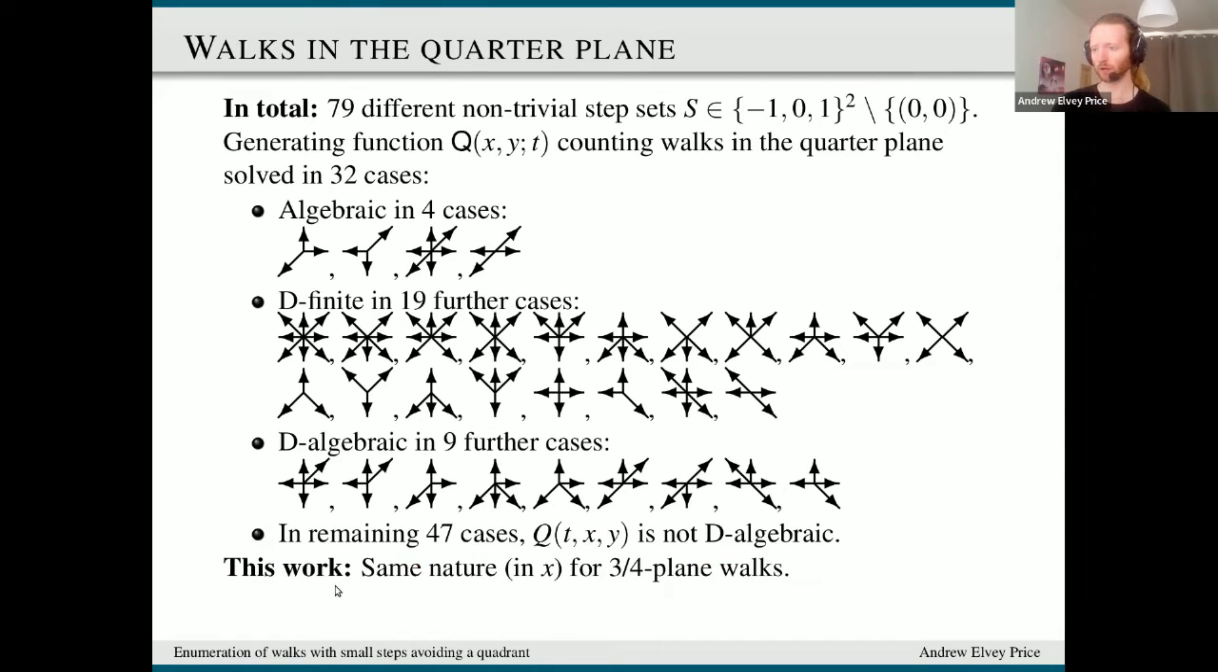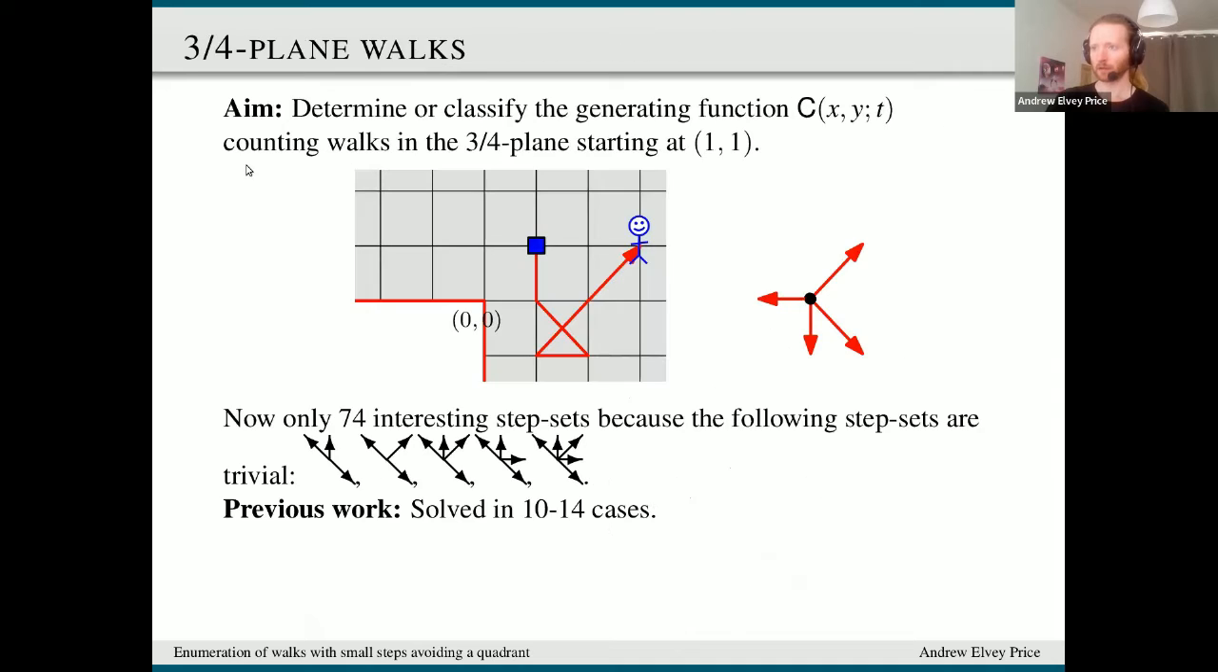And so in this work, I show that more or less the same thing happens in the three-quarter plane. For the three-quarter plane, we're always going to start the walks at (1, 1), at least to start with. To reiterate, we want to determine this generating function, which counts walks with x counting the final x coordinate of the walk, y counting the final y coordinate, and t counting the length of the walk.